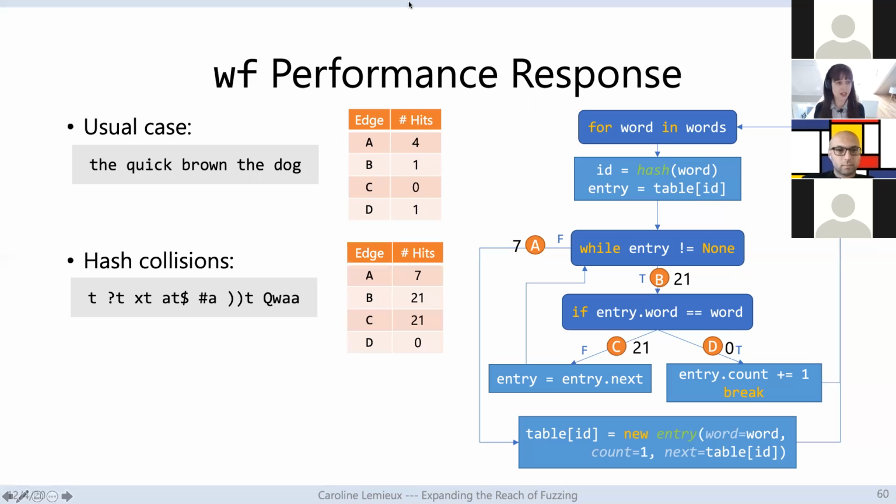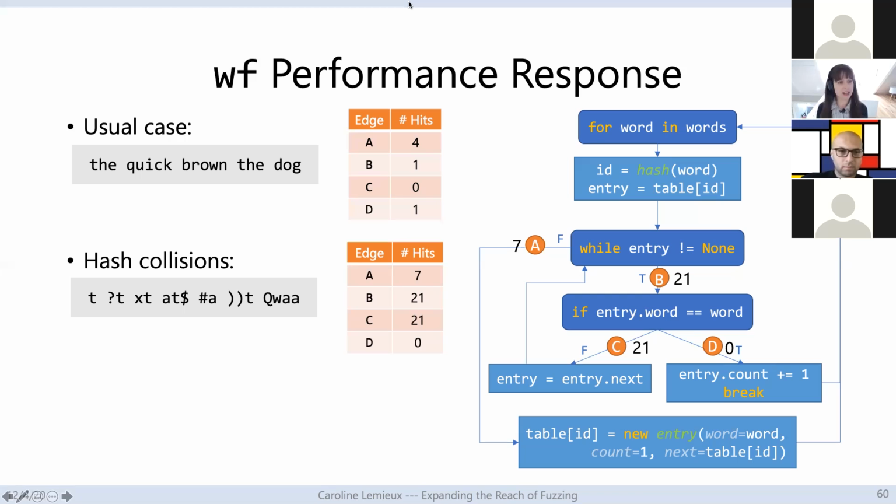On the other hand, if you have an input like this one, let's pretend this is an input that has all hash collisions, then what you'll see is the B and the C edges, which correspond to traversing the linked list hash table, are executed almost a quadratic number of times, like 21 times in the input length. So very different looking edge hit counts map. But the A edge, which corresponds to creating a new entry, is not really hit that many more times.